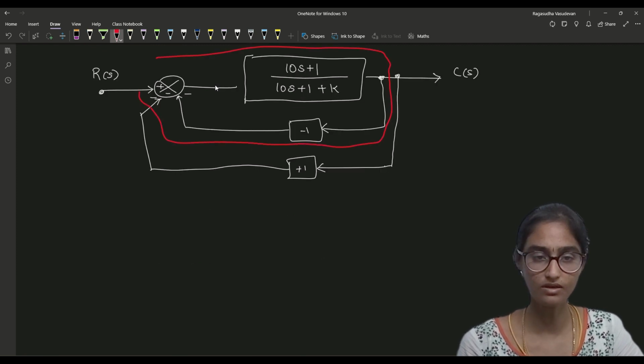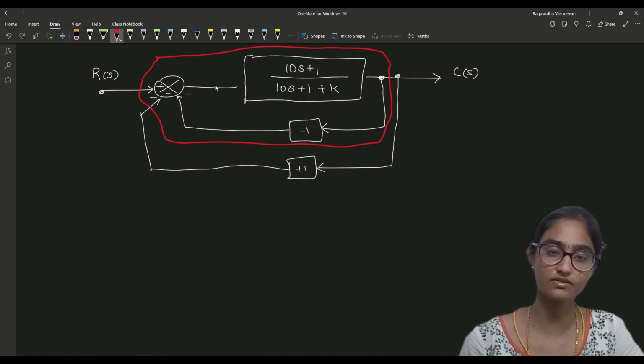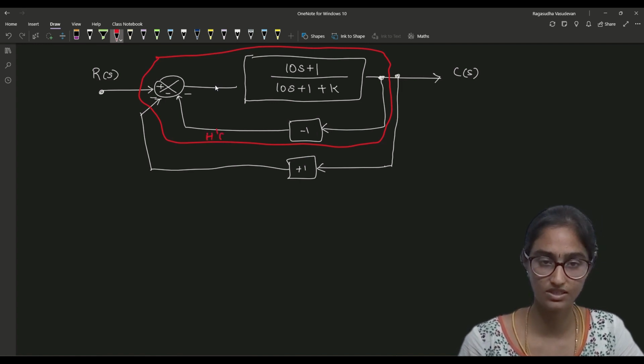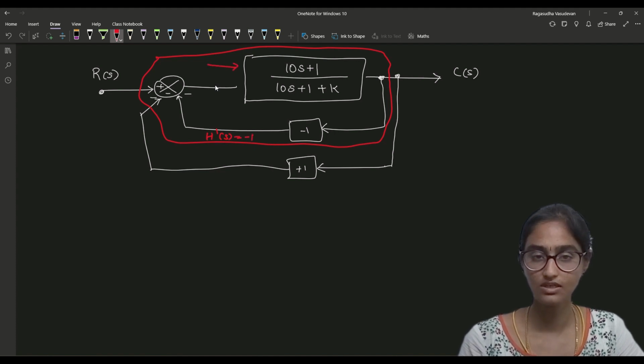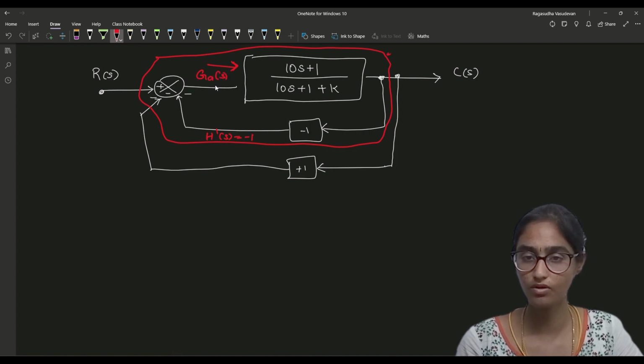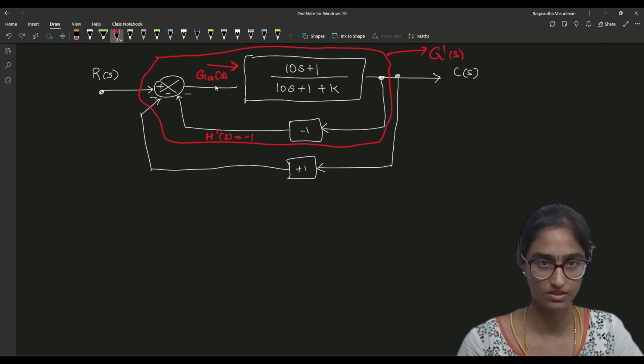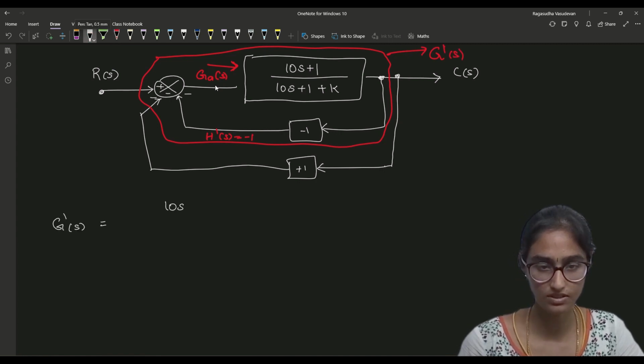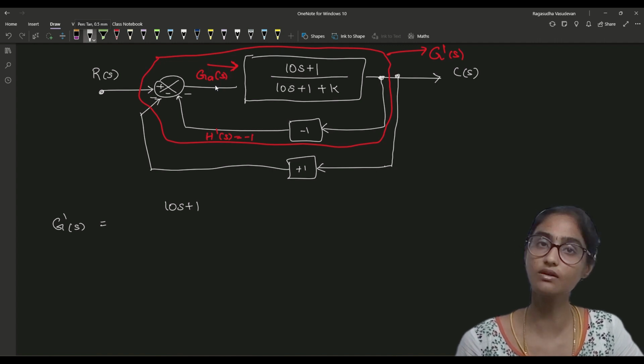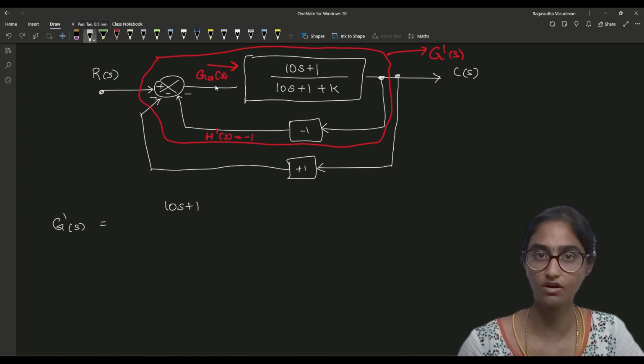Now let's evaluate this red color box. We have H dash of s as minus 1, and this is, let's call this, G_A of s. So the transfer function of the whole box is G dash of s, which we are going to find out. G of s divided by 1 plus G of s into H of s, which is the normal formula.